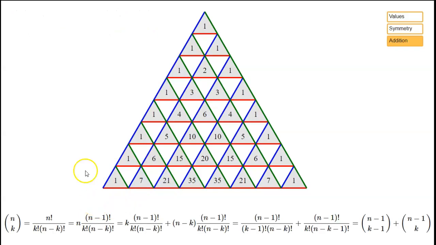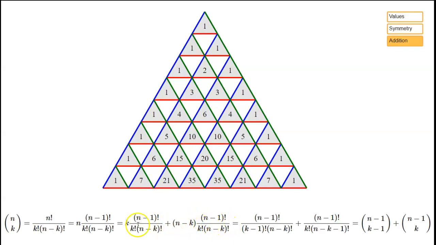factorial formula. Okay, so here we are, n choose k, that's n factorial divided by k factorial times n minus k factorial. That's the standard factorial formula for n choose k. Now the n factorial on the top, we can write as n times n minus 1 factorial. And then this factor of n here, we can break down as a k plus an n minus k. So we can have a k times n minus 1 factorial over k factorial times n minus k factorial, plus an n minus k times the same thing.